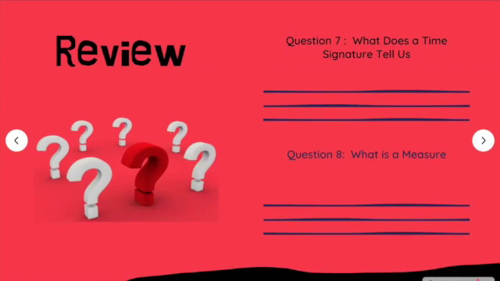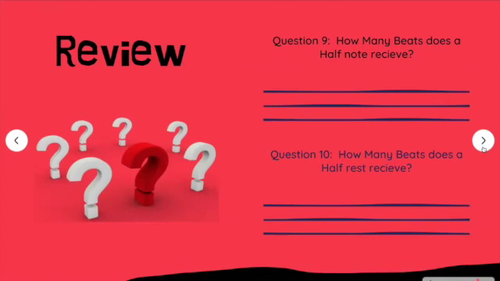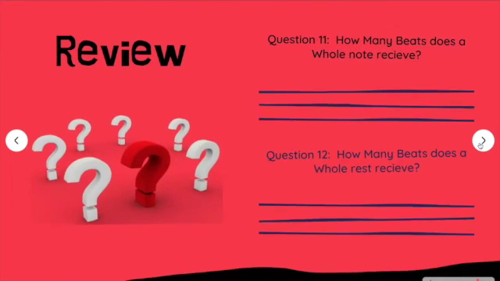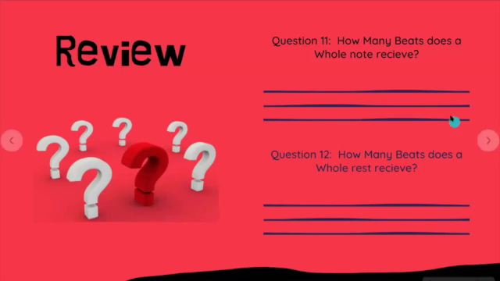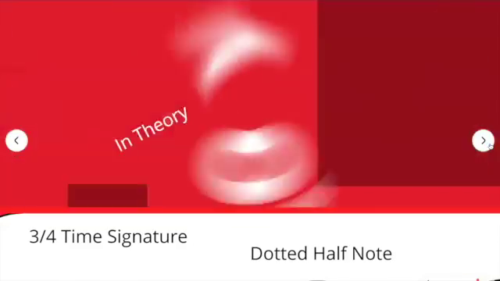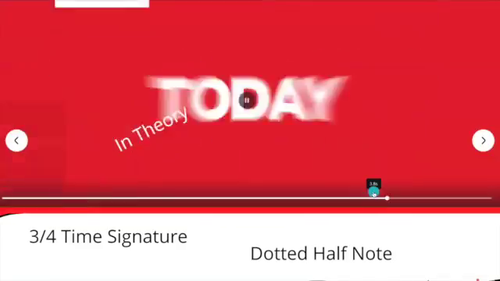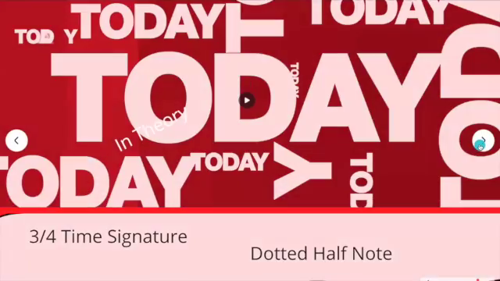What does a time signature tell us? The top number tells us how many beats are going to be in each measure. What is a measure? A measure is a section of music. How many beats does a half note receive? 2 beats of sound. And the half rest receives 2 beats of silence. A whole note receives 4 beats, and a whole rest receives 4 beats of silence. So today we're going to be talking about the 3/4 time signature and the dotted half note.